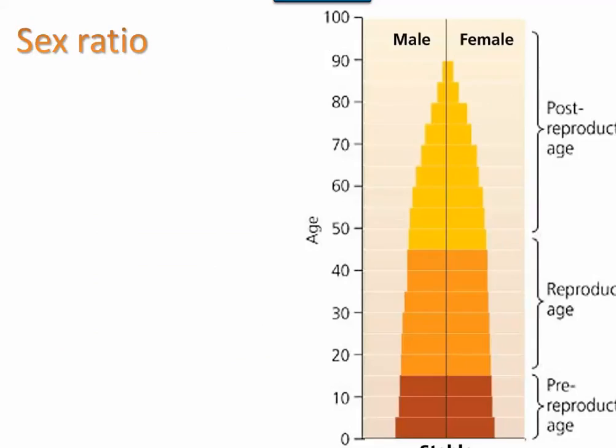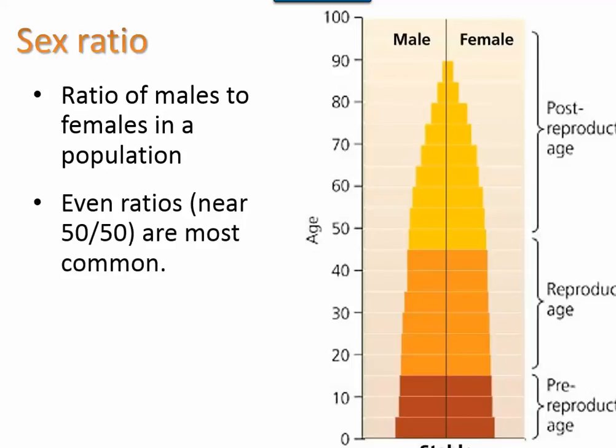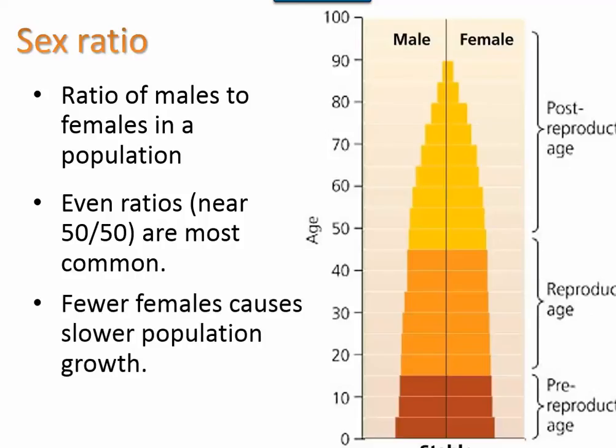We also look at the sex ratio. How many males for female? This is the ratio of males to females in the population. Even ratios near 50-50 are most common. Fewer females causes slower population growth, since we're limited by how often females can produce babies.